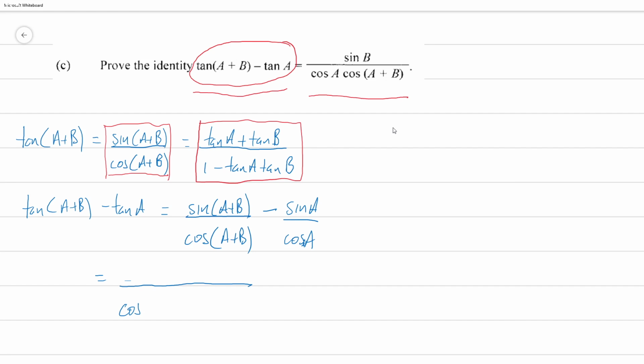My denominator will be cos(a+b) times cos a. So if I take this expression and multiply it by sine of a+b over cos of a+b, that would leave me with sine(a+b). You multiply this expression cos(a+b) by cos a, you get minus sine a cos(a+b).